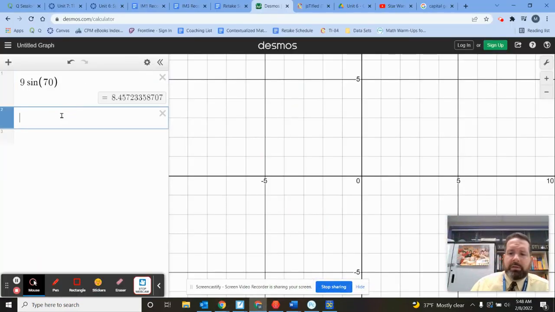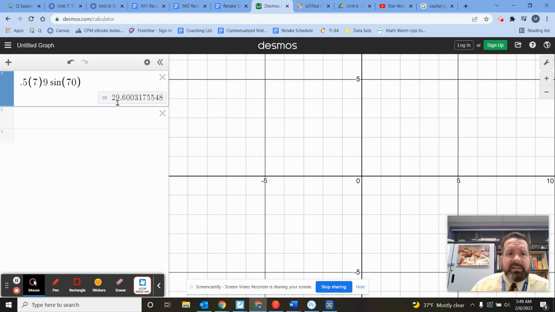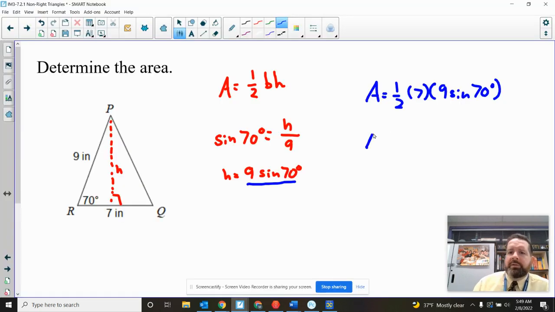Here we go. So actually, let's take what we already have typed here and just type in some more. 1/2 times the 7 times 9 sine 70 degrees is 29.6 square inches. So, moral of this story: right triangles matter because you can make anything into right triangles, including triangles that aren't right. You can just drop an altitude, it's called, and now you have a right triangle.